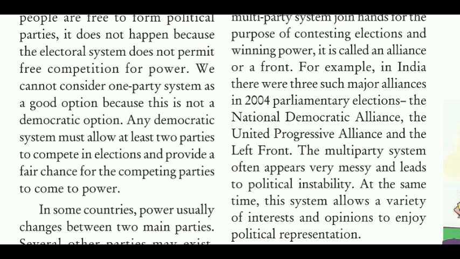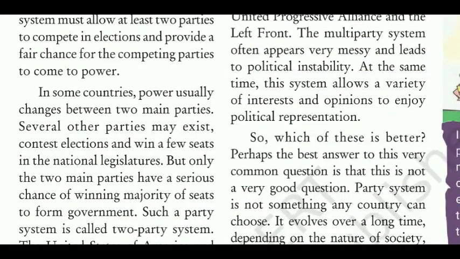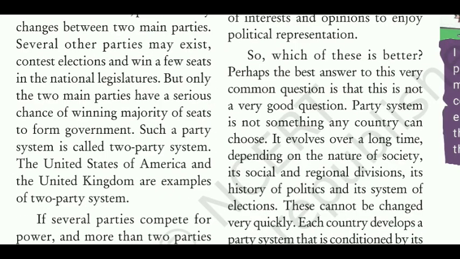Any democratic system must allow at least two parties to compete in elections and provide a fair chance for the competing parties to come to power. In some countries, power usually changes between two main parties. Several other parties may exist, contest elections, and win a few seats in the national legislatures. But only the two main parties have a serious chance of winning a majority of seats to form government. Such a party system is called two-party system.